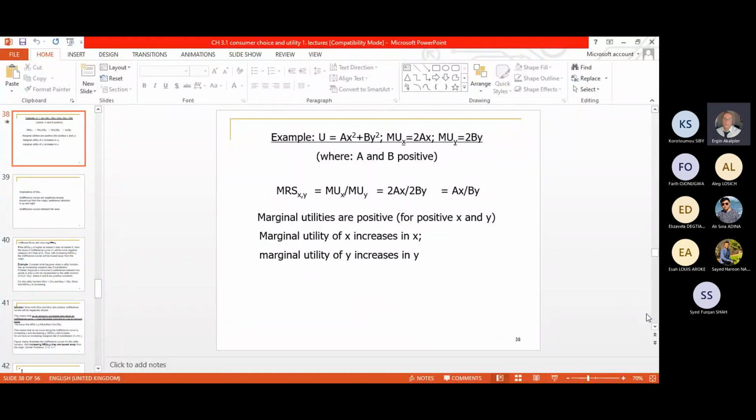And the marginal rate of substitution is the marginal utility of x divided by the marginal utility of y. Then, as I said to you, it is 2ax over 2by, which summarized gives you ax divided by by. Then marginal utilities are positive, as you see here, for positive x and y. And marginal utility of x increases in x, and marginal utility of y increases in y, as you see.